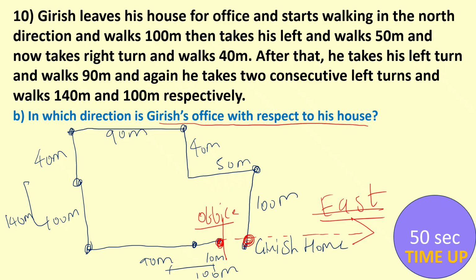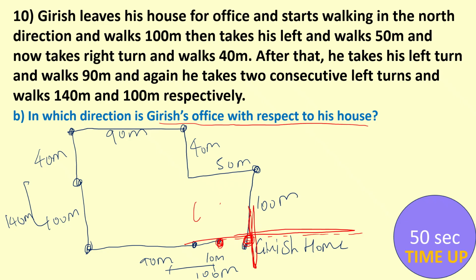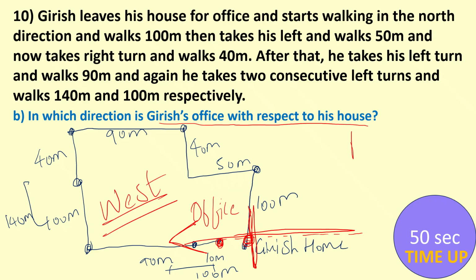Okay, my bad, students. Sorry for that. With respect to, they have said his house. So you need to keep it as the house and check the direction. So house, you need to put here, and you need to check the direction of his office. So here is the office. So what direction is this? This is west direction. So answer will be west. So with respect to his house, they have said. So from house, you need to check the office. So office is in west direction.